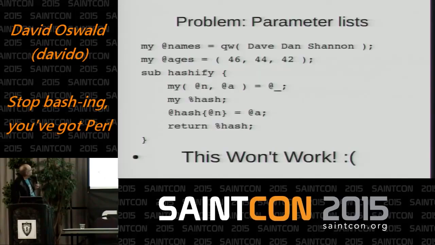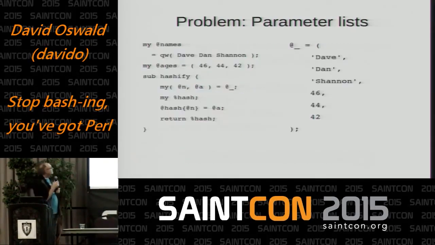Here's an example. We have my n and my a equal $_. This will never work. And the reason that will never work is because n will absorb everything that's passed in from $_ and a won't get anything. Well, what if I want to pass two arrays to a function? Then you're going to have to pass them as references.